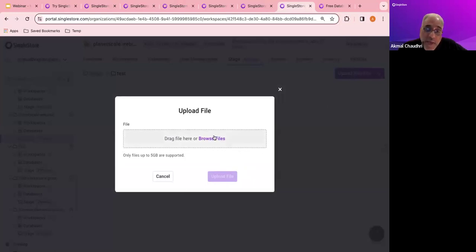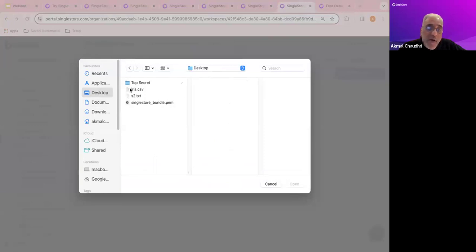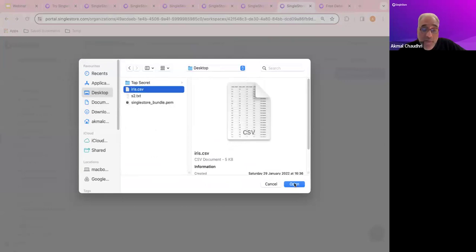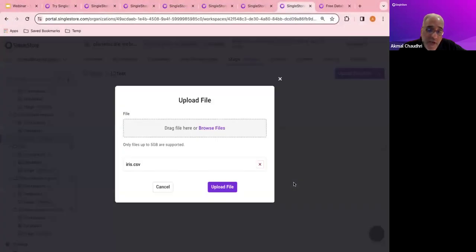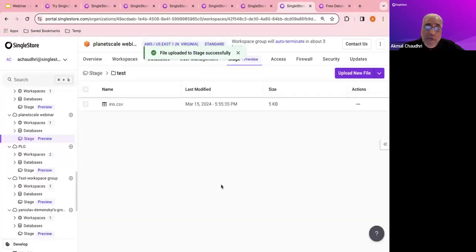What I can do then is just browse my files here. And if I look on my desktop, I've actually got a CSV file. And this data can take a variety of formats. A CSV is one of them. You could have JSON, you could have Parquet, other formats, and that can be up to 5 gigabytes in size. And if I just say upload file, it will load that CSV file. There we go. It's done that for me now. So it's actually put it into this folder that I just created a moment ago.